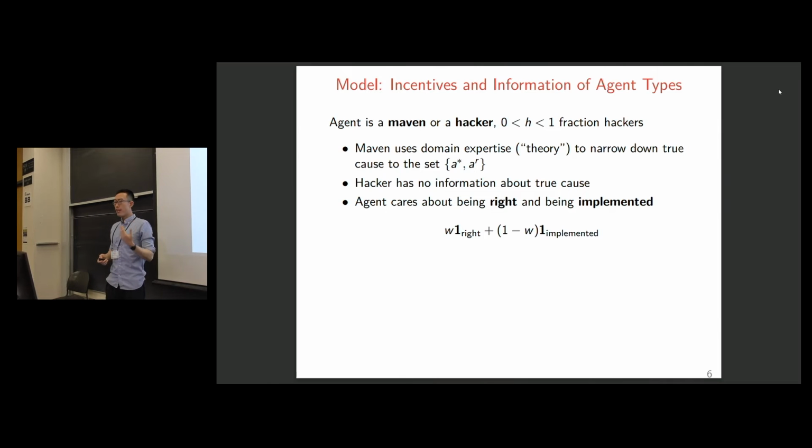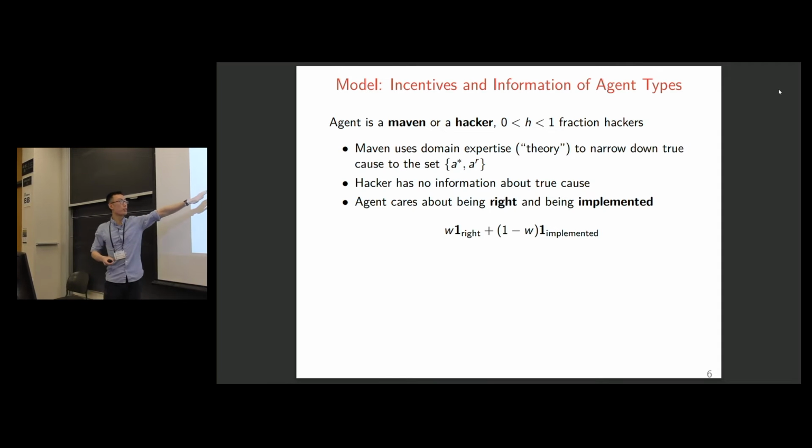Now, these agents care about two things. They care about being right, that is, proposing an A hat that's actually the correct true cause. And they care about being implemented, which means their proposal actually gets implemented in policy. And these two goals are sort of orthogonal to each other. You can be implemented without being correct, and vice versa.